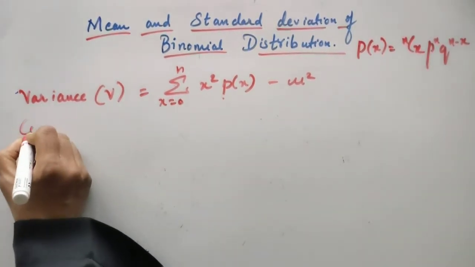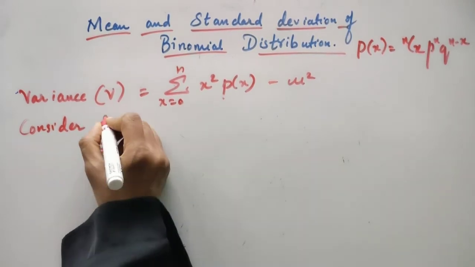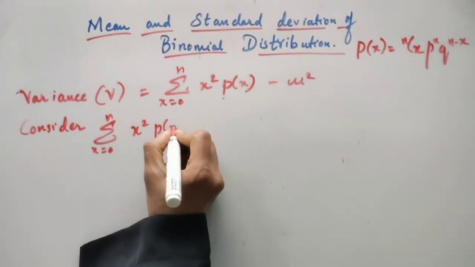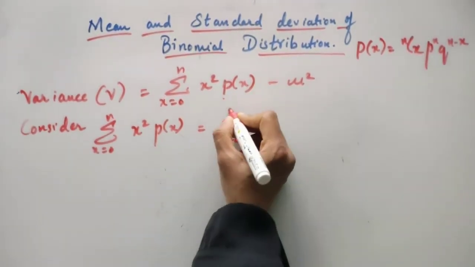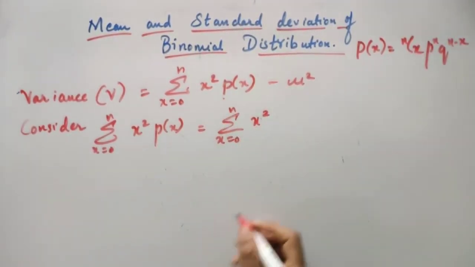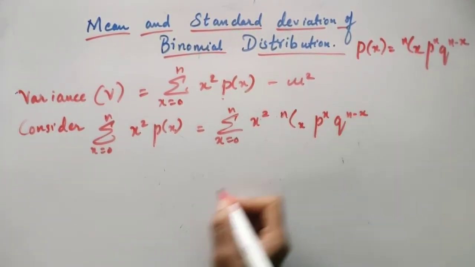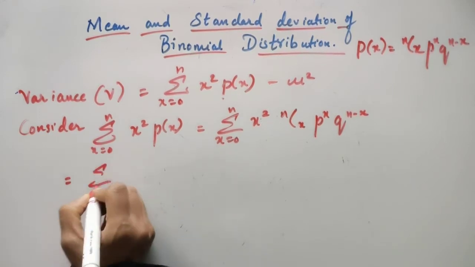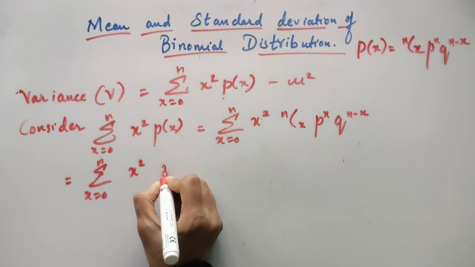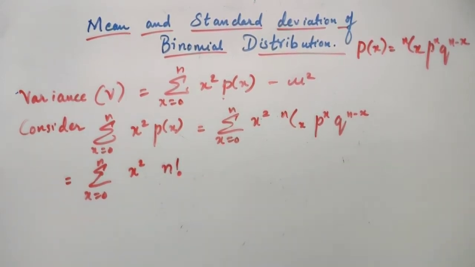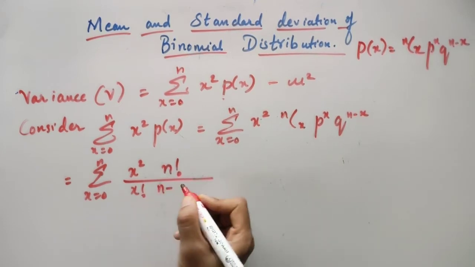So let us consider summation x going from 0 to n, x square into p of x. So p of x is already there, so we'll substitute it. Summation x going from 0 to n, x square into nCx p raised to x q raised to n minus x, or further when you write it, it will be equal to summation x going from 0 to n, x square n factorial divided by x factorial n minus x factorial.